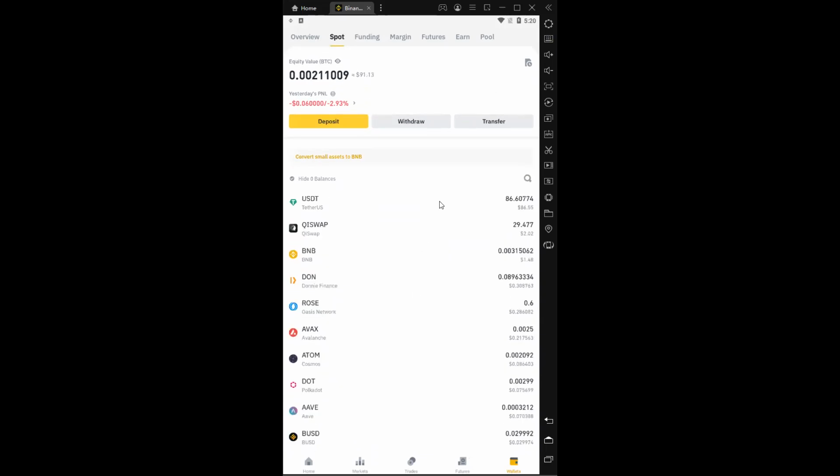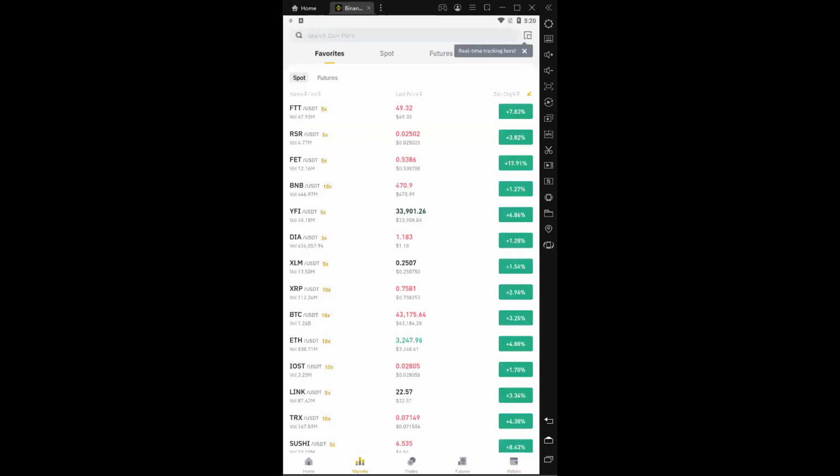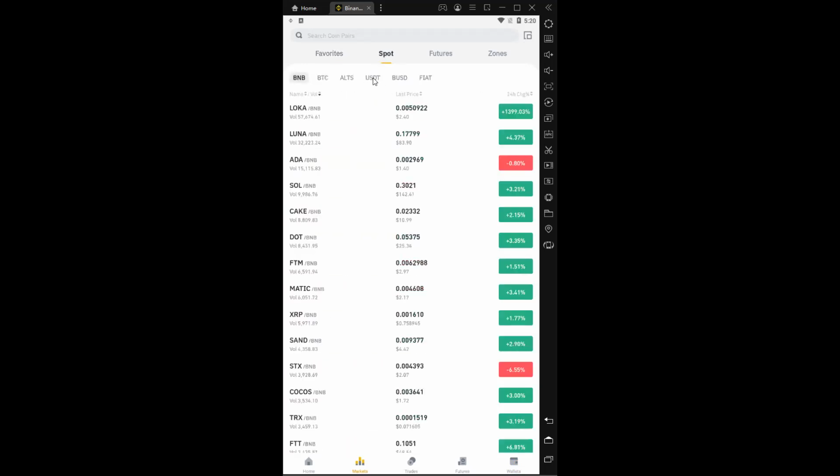Okay, now that I have the money in my spot wallet, I can now decide to use it to buy whichever coin I want to buy. So I go to the market, I select market, then I go to spot, then I select USDT. If you select BNB, so these are the trading pairs that are available. So these are the different coins with their trading pair.